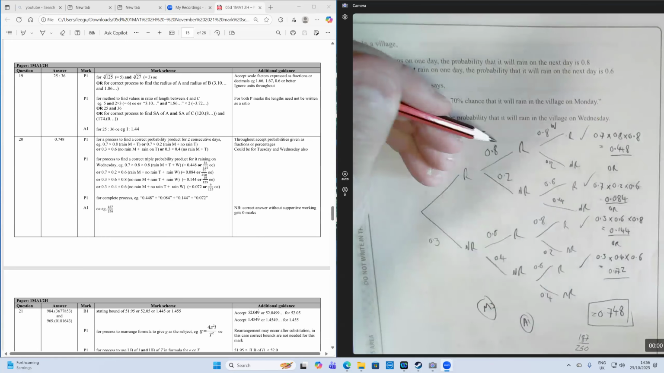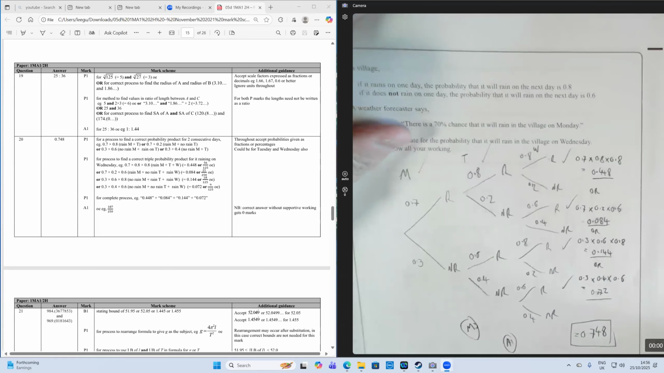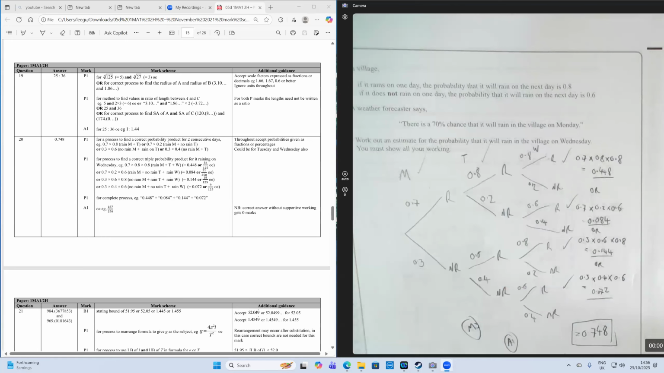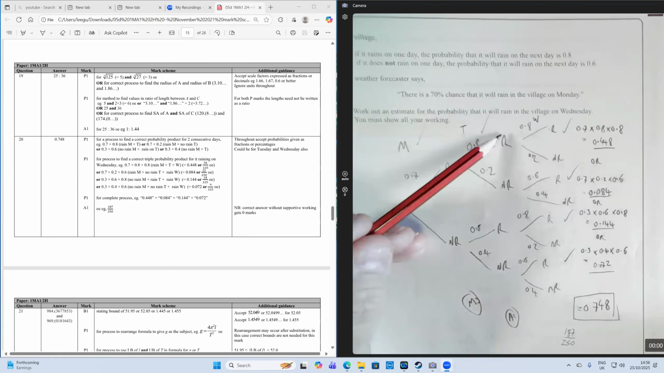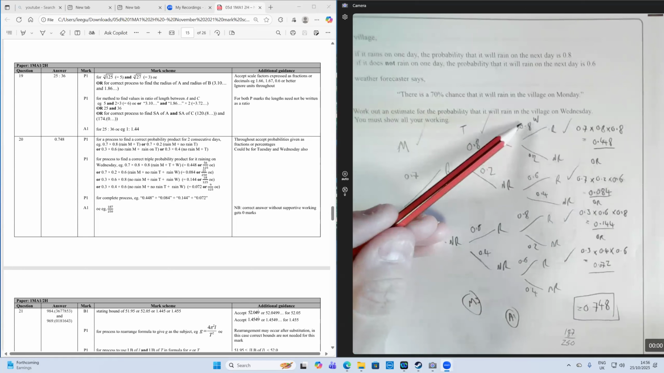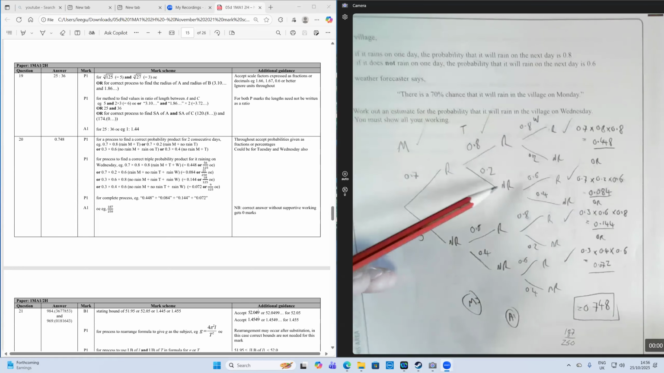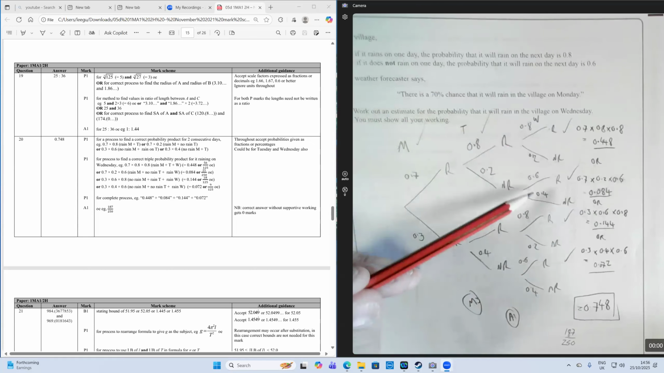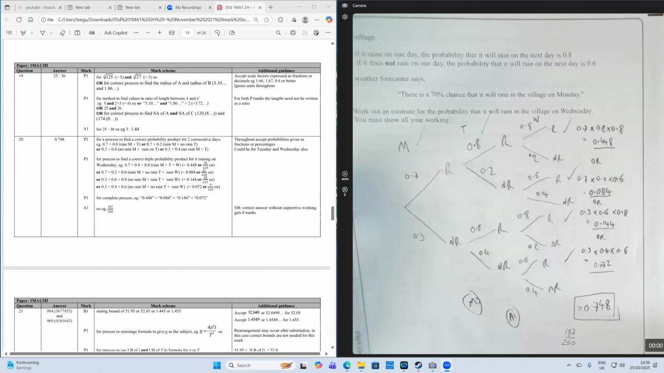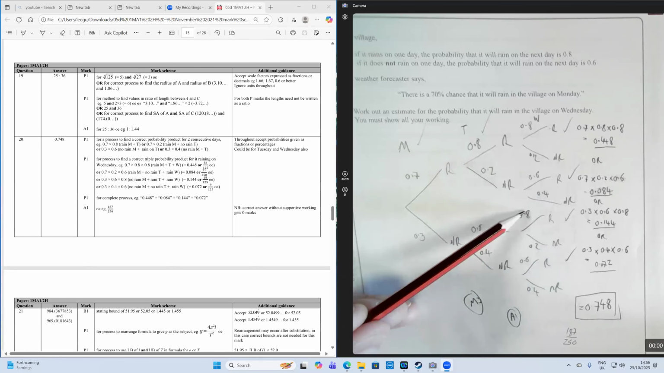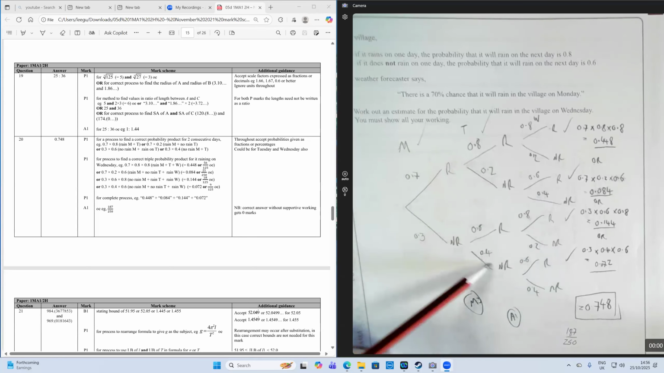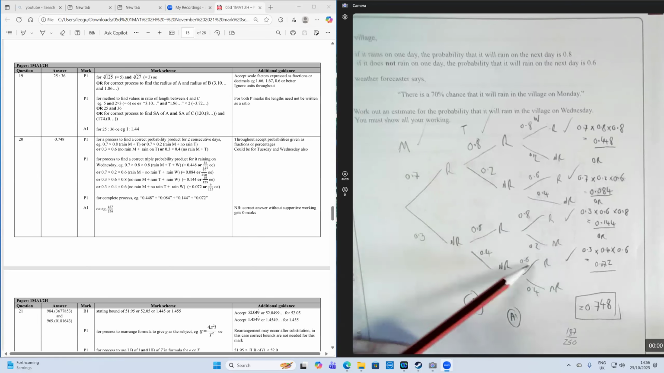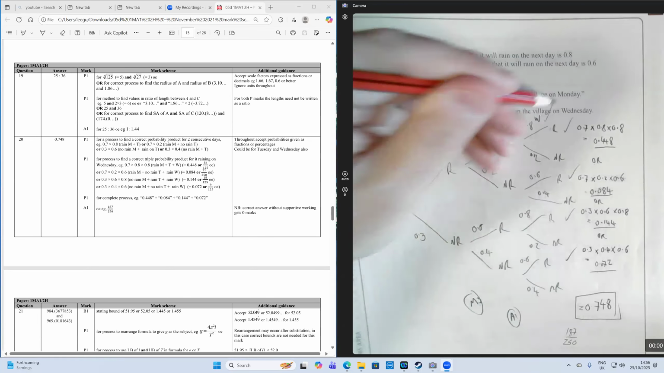So we've now dealt with all of the options for Monday and Tuesday, and we just need to work through and do the same now for Wednesday. So if it rained on Tuesday, then on Wednesday, we'd have 0.8 and 0.2 as our chances of rain. If it did not rain on Tuesday, we would have 0.6 and 0.4 as our chances of rain and not rain. Again, if it did rain on Tuesday, we would have 0.8 and 0.2, and if it did not rain on Tuesday, we'd have 0.6 and 0.4. And that completes our tree diagram.